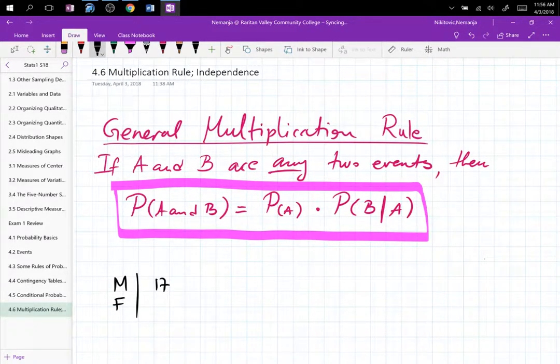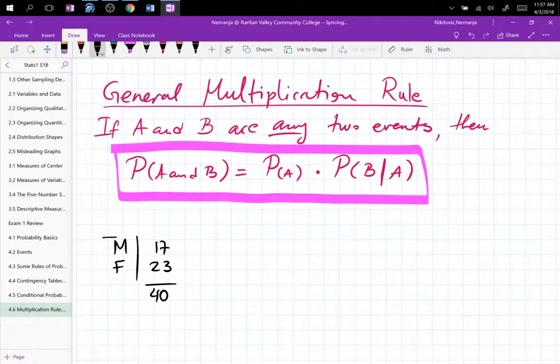17 male, 23 female, and this is the class of 40. So 40 students in a classroom. So we have a frequency distribution table, right? That's the frequency. I guess G for gender, whatever.